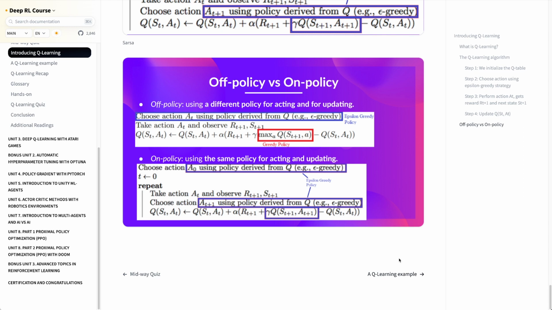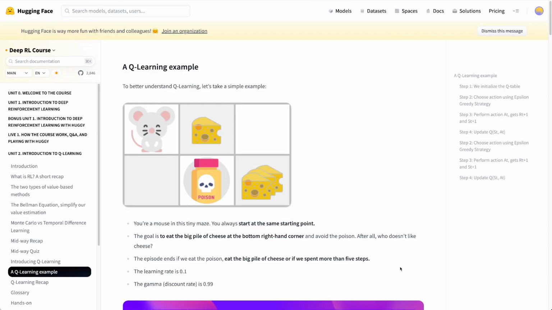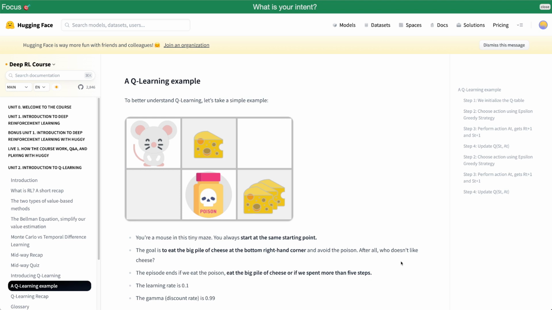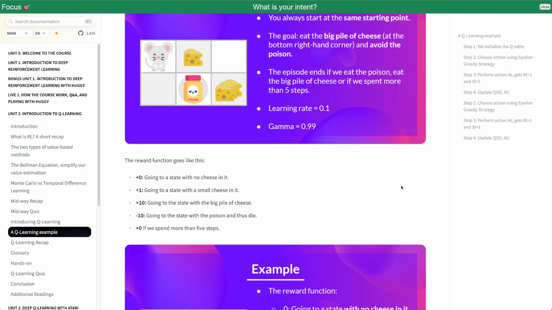Great. So let's go to the next one, a Q-learning example. To better understand Q-learning, let's take a simple example. This is still the six little squares. You're a mouse in a tiny maze. You always start at the same starting point. Your goal is to eat a big pile of cheese at the bottom right-hand corner and to avoid the poison. After all, who doesn't like the cheese? The episode ends if we eat the poison, or we eat the big pile of cheese, or if we spend more than 5 steps. The learning rate is 0.1. The gamma is 0.99.